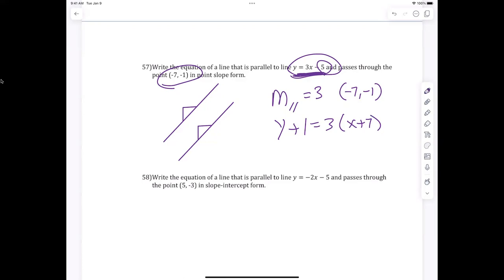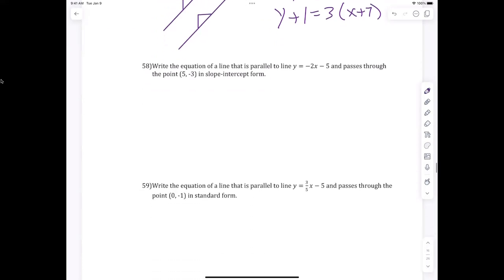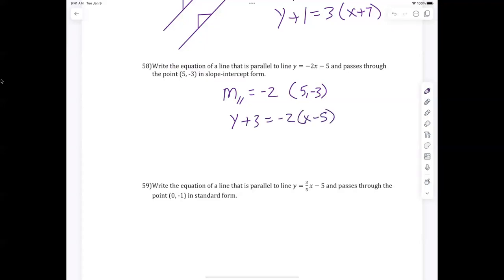All right. Now I have to do slope intercept, which is kind of annoying, because I like point slope because it's just quick. So what's the slope of the parallel line? -2, passing through 5, -3. So now quickly write the first equation. Come on, quick. Try to beat me. All right, anybody have any problem with that?